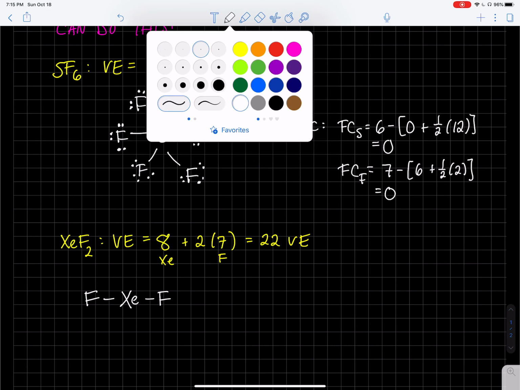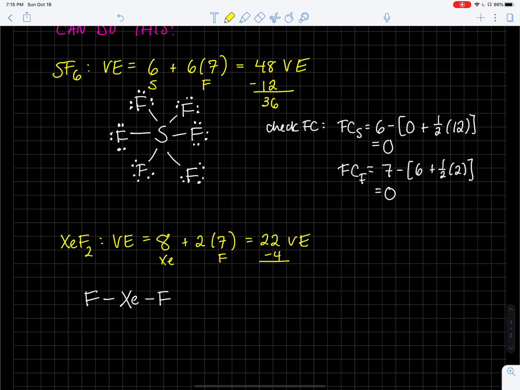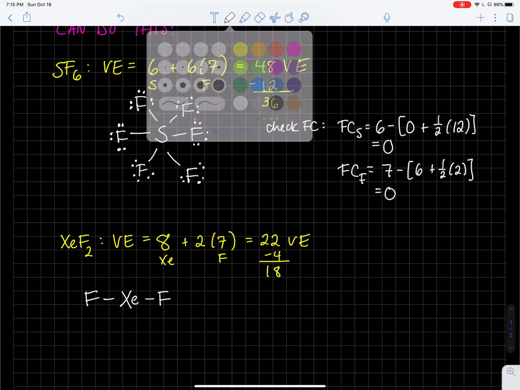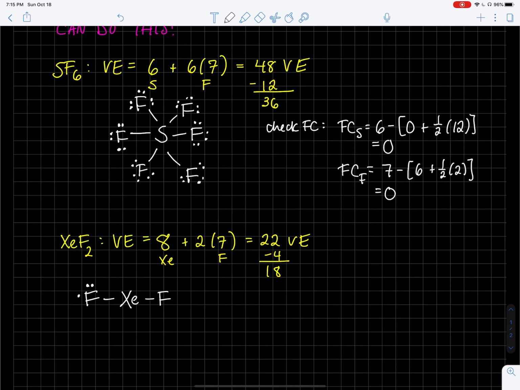I've used up 4 electrons in my skeleton, so I have 18 electrons left. Okay, so I start by distributing them on the outer atoms. I can put 6 on each fluorine to get them to an octet, so I've used up 12. I now have 6 valence electrons left, and the only place they can go is xenon. Fluorine can't have an expanded octet, it's full. So I have 2, 4, 6 on xenon. And that's typically how we draw the Lewis structure. We just start packing lone pairs around the central atom like that.